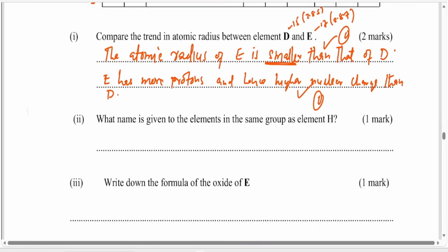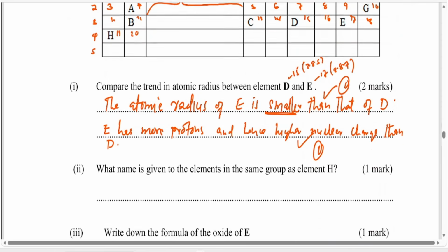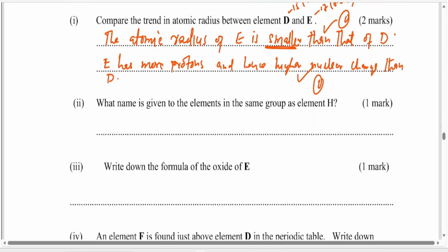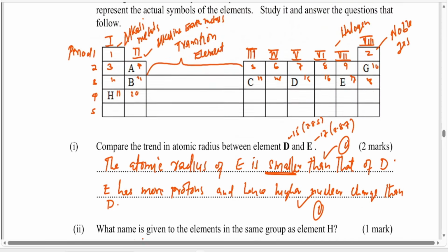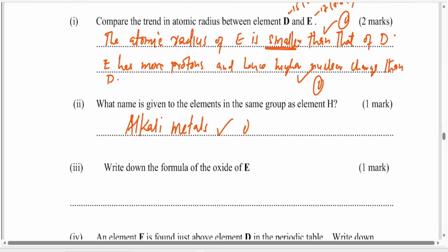But now we are told to name what name is given to the elements in the same group as H. H, group 1 members, they have a family that we call alkali metals. So this is alkali metals, not alkaline, alkali metals. For alkaline, it is group 2, alkaline earth metals. So alkali metals, 1 mark.